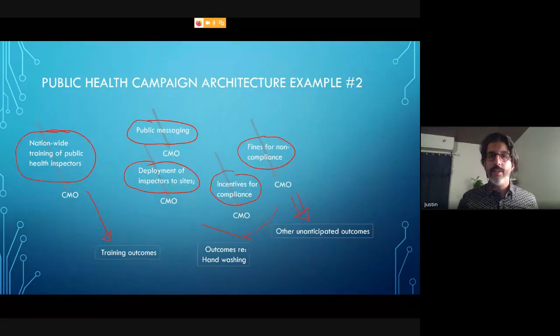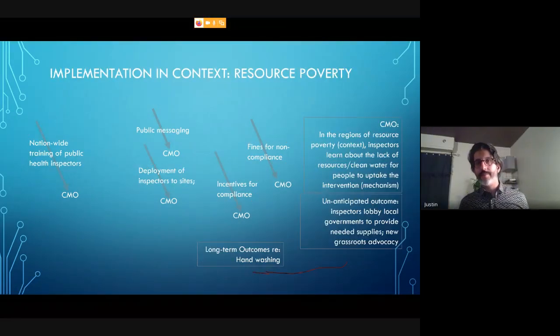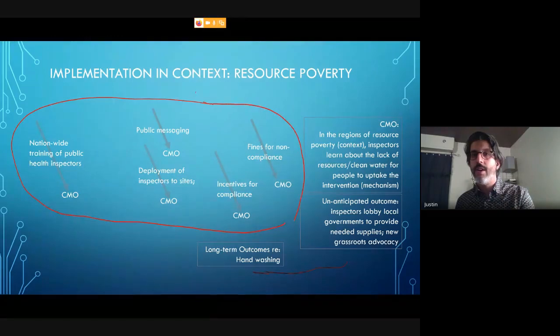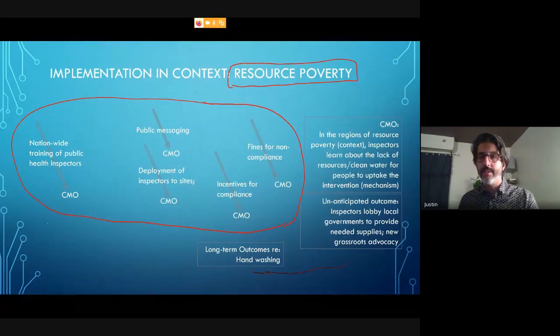Okay, so for example, now say I add a new layer. So this is just the architecture of the program, but now I may add a new layer in the context of resource poverty. So now you have a new context there. Same architecture, but in the context of resource poverty, you may say that here's a CMO configuration.